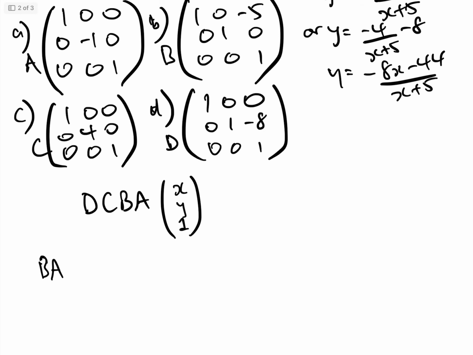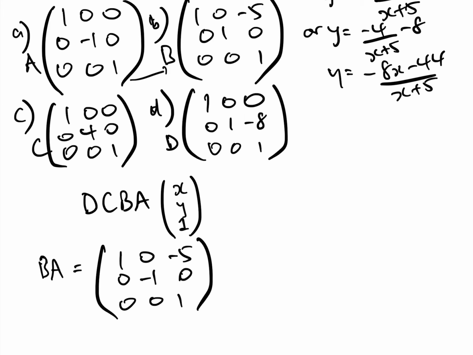Okay, so let's do B times A first. Let's go B times A. Well, for B times A you have to be able to multiply 3 by 3 matrices, but just doing that gives us 1, 0, minus 5, 0, minus 1. Fortunately, there's a lot of zeros in here, so multiplying it is actually not too hard. So that's BA. And now we have to multiply BA by C.